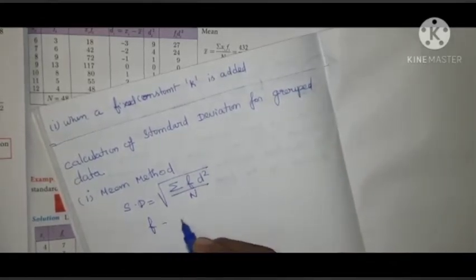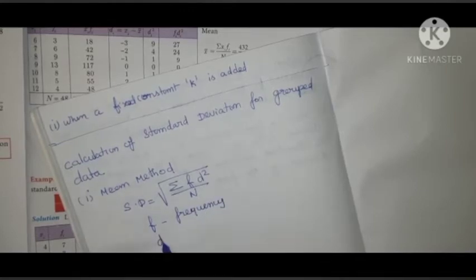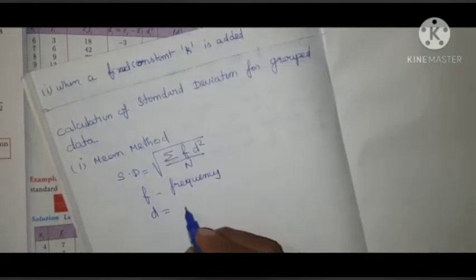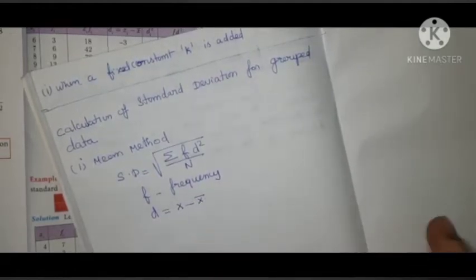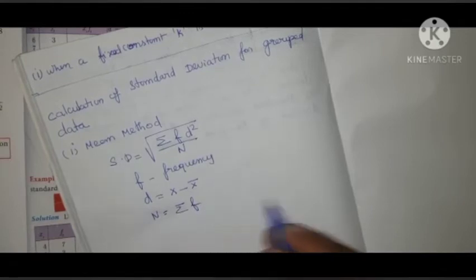f is frequency, d is x minus x bar, N is sum of f.